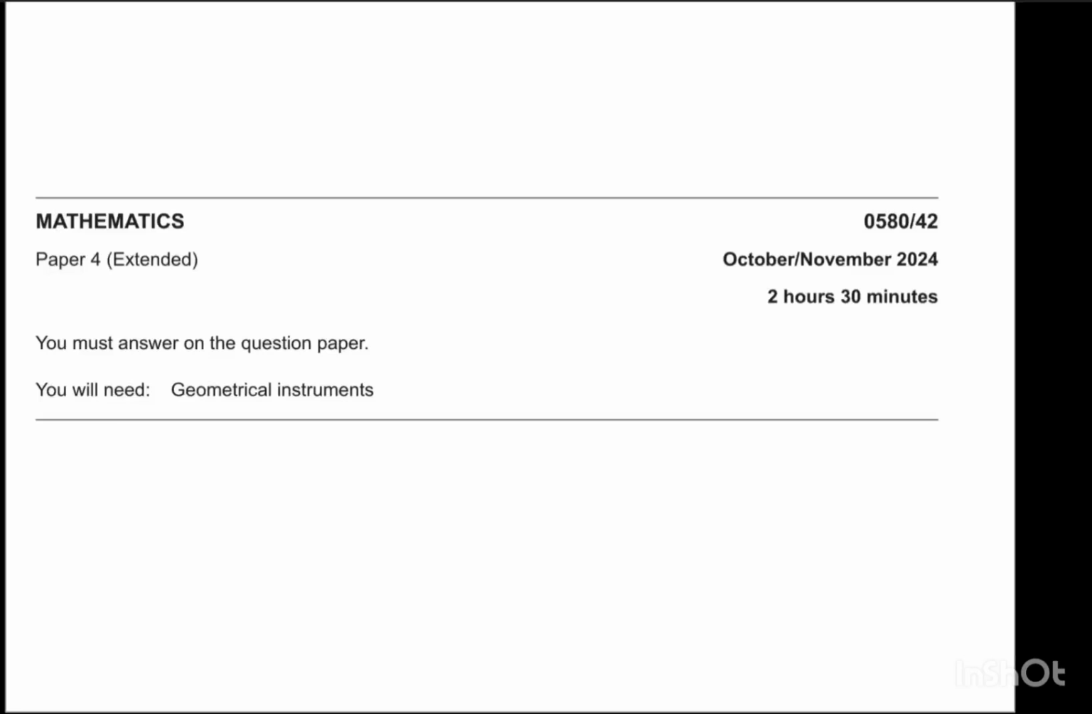In this video, I am going to explain Cambridge IGCSE Mathematics Paper 4 Extended 0580/42, October-November 2024. The duration of this paper is 2 hours 30 minutes. So let me start.